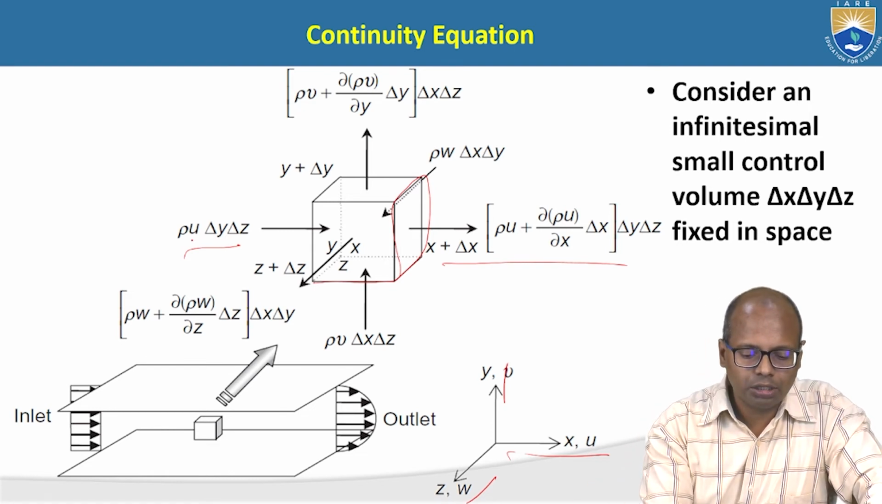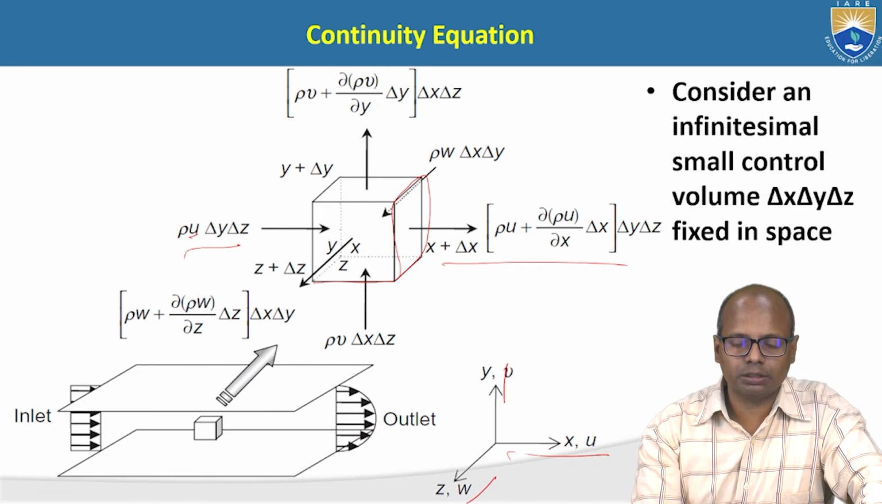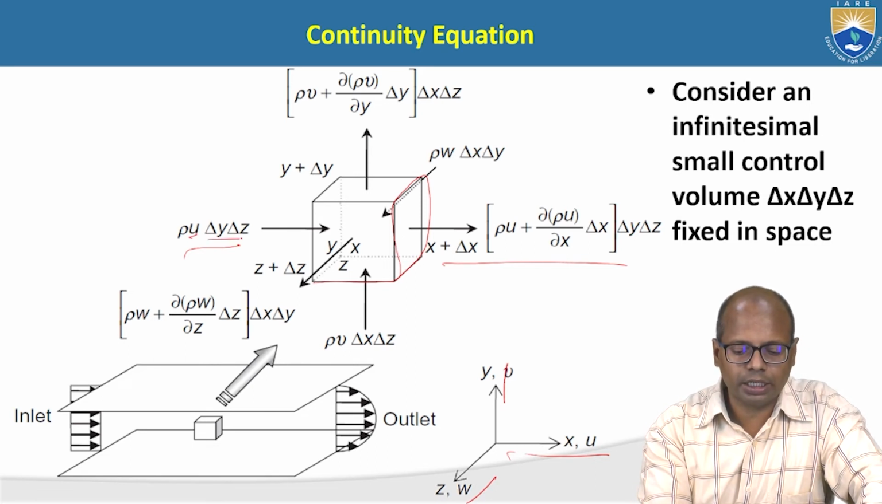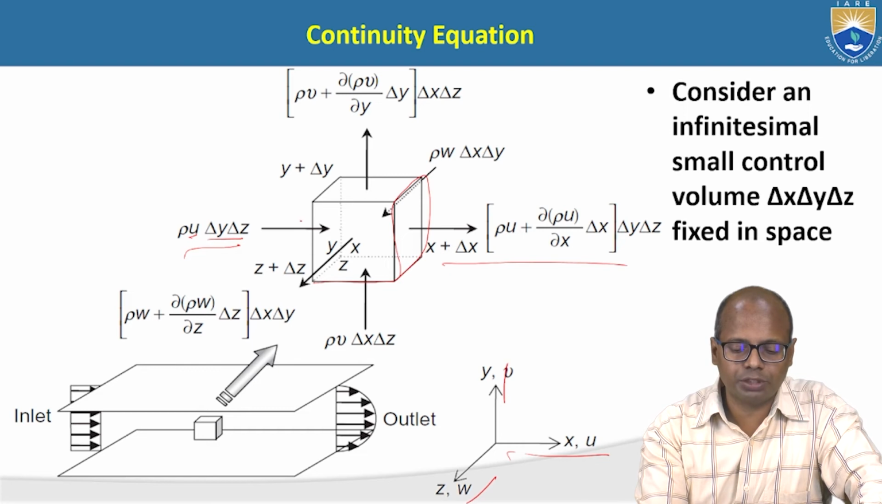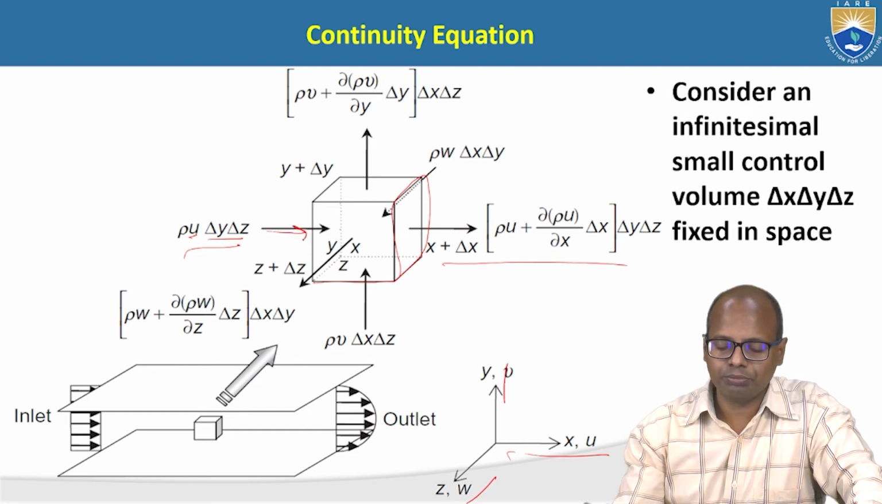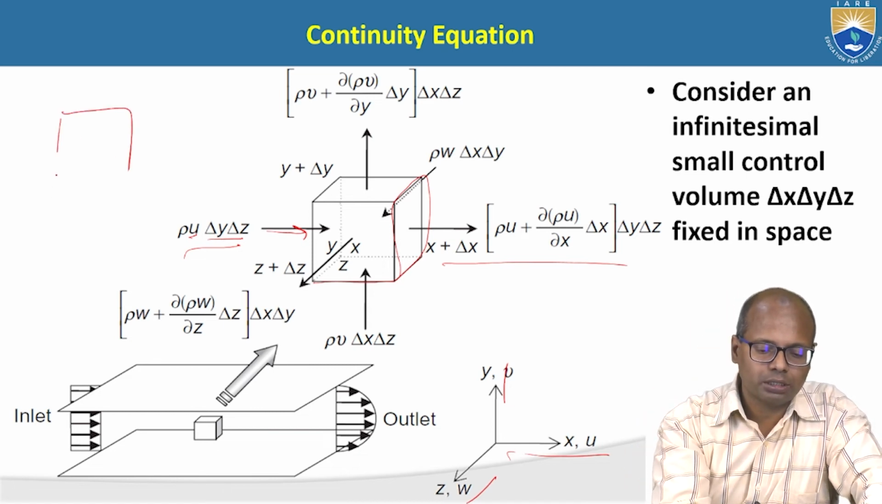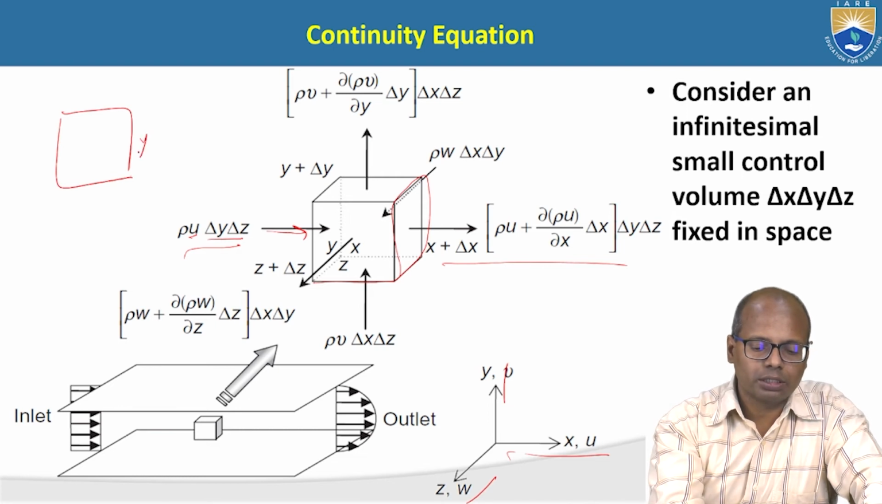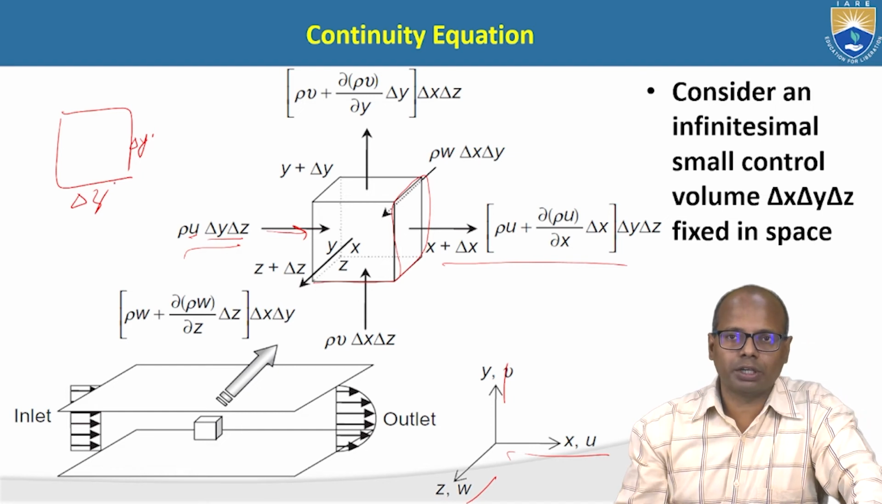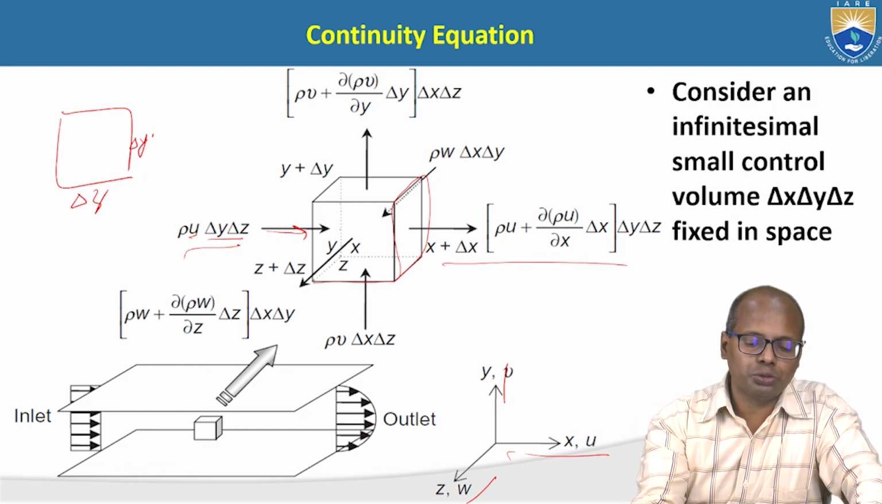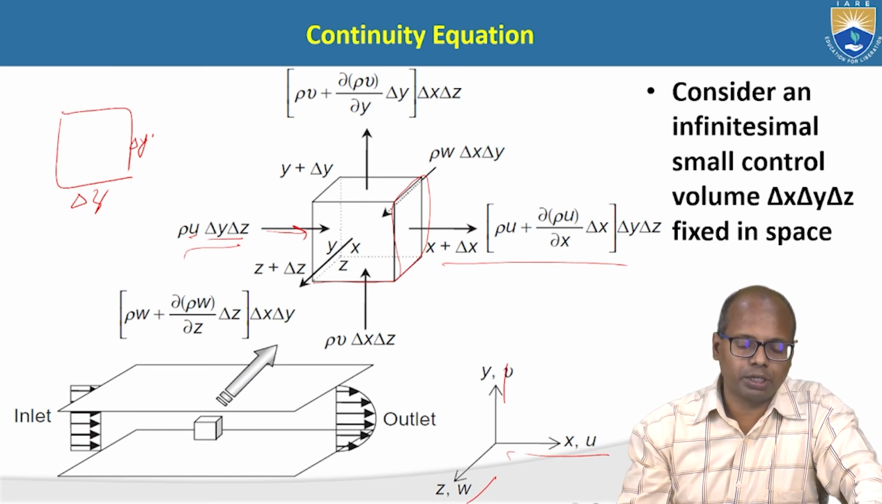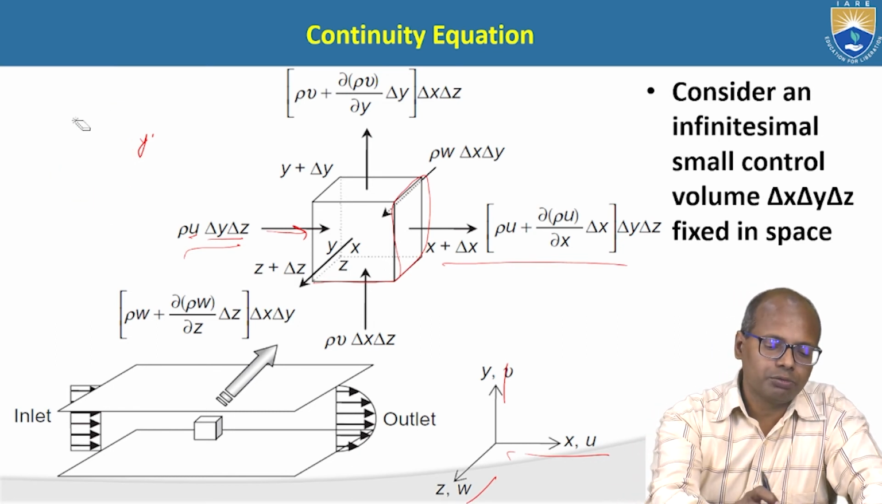Now here u is the velocity, and delta y delta z is the area of the surface perpendicular to the x direction. Okay, so suppose if I am seeing from here, this is delta y delta z. So the product is our area. If I multiply the area into the velocity, I will get the volume flow rate, or you can say it as Q.